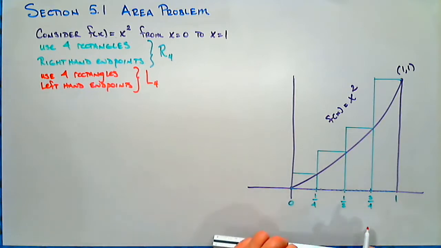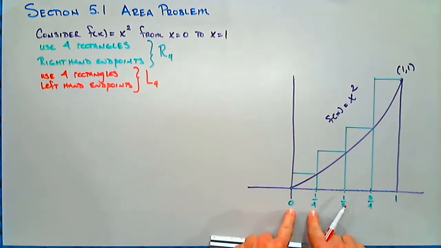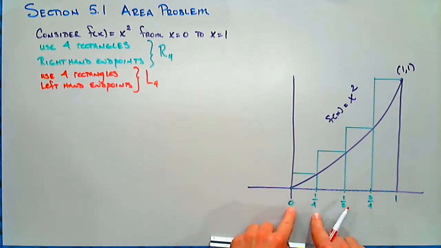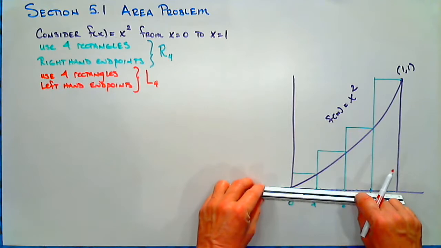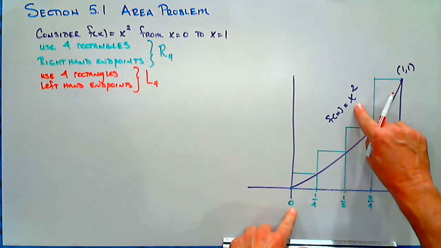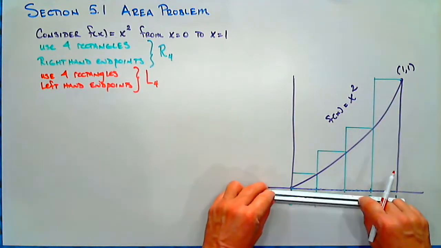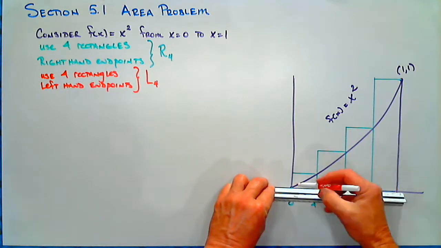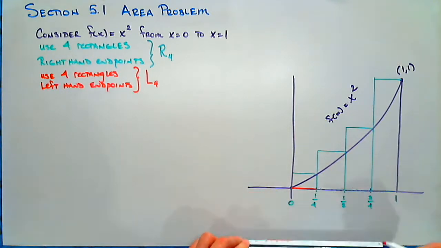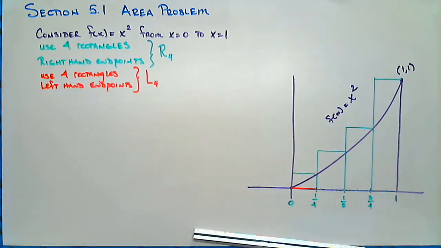I'll use red to draw that. We come back to this subinterval here. This is our first subinterval from 0 to 1/4. We would use the left-hand side to determine our height. Now, our left-hand height is 0. When we plug 0 into our function, we get 0. So our first rectangle would be this one right here. It would have a height of 0.